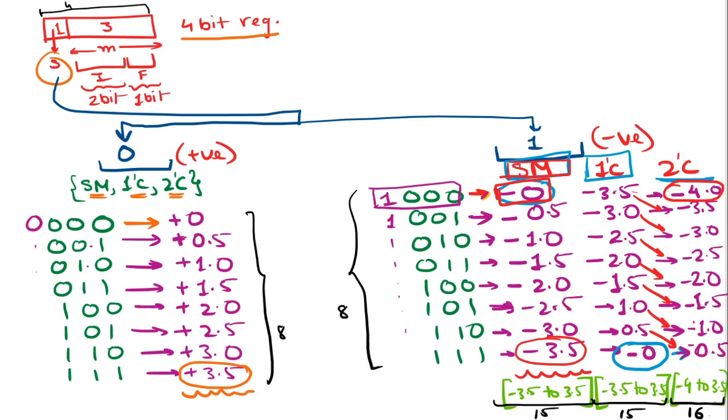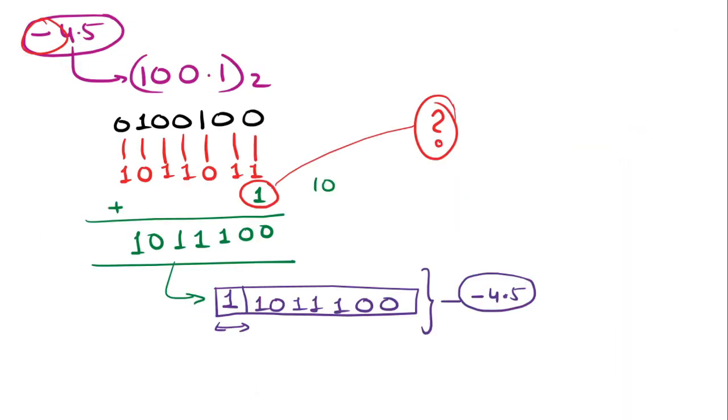So that is why 2's complement is the most popular one, and whenever we use fixed point representation, we use 2's complement to represent. Okay, this is preferred. So this is all about fixed point representation. So let's move on to floating point representation. Okay, so let's write the heading here. Floating point representation.